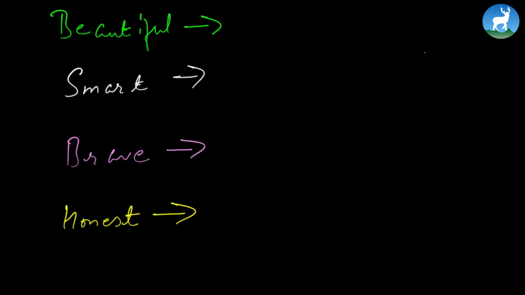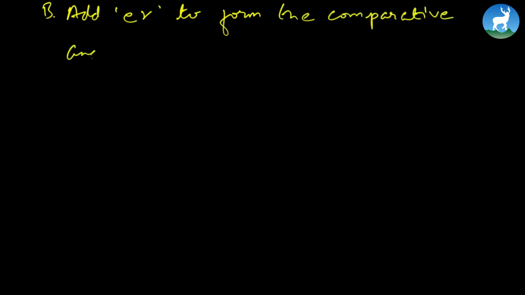Beautiful, smart, brave, honest. Now you can do this as homework, or you can do it in the class itself and show it to a teacher. Now that we also know what is an adjective, there's one more thing I want to include here. That's exercise number B. Add er to form the comparative, and est to form the superlative.